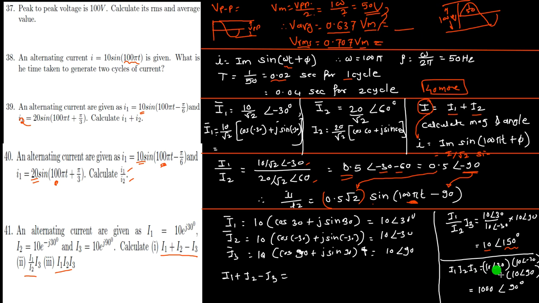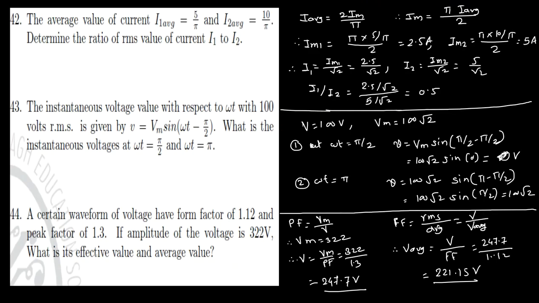So I1 into I2 into I3: 10 at an angle of 30, 10 at an angle of minus 30, 10 at an angle of 90. The angles must be added, 30 minus 30 plus 90, so it will give you plus 90. 10 into 10 into 10 will give you 1000. So in this way you can solve big numericals also by using simple complex number theory. Okay, come to the last slide.